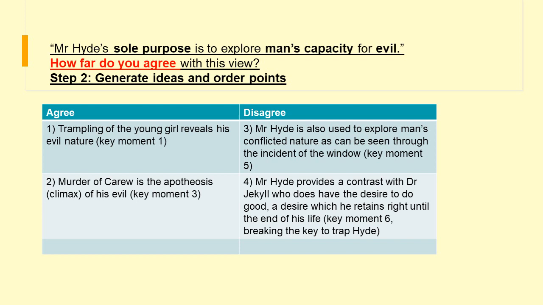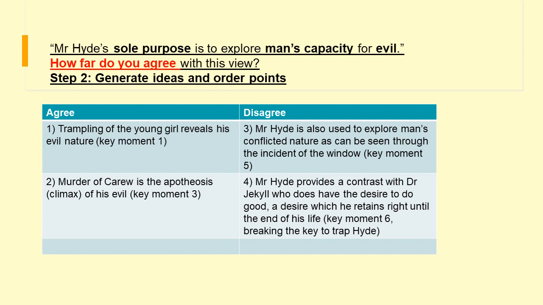So my third point would be Mr. Hyde is also used to explore man's conflicted nature, as can be seen through the incident of the window, key moment 5. So as you may remember, the window was instantly thrust down. Do make sure, by the way, you're getting these quotes accurate. Someone wrote, the window was very quickly shut. None of the words were correct. So if you make a slight slip, they may give it to you, but something like very quickly shut wouldn't really get you any marks for the quote because it's too far removed from what the actual quote is. So do make sure you're getting those quotes accurate.